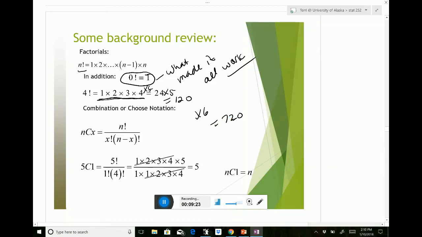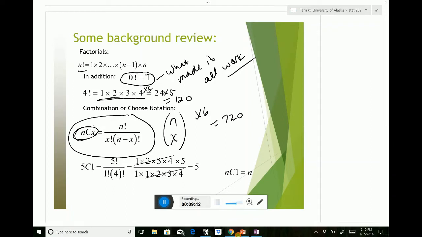Okay, so combination or choose notation. Sometimes you might have seen this look like this, possibly. But your calculator actually uses this setup, so we're going to be using this setup. And it's defined as n factorial divided by x factorial times n minus x factorial.